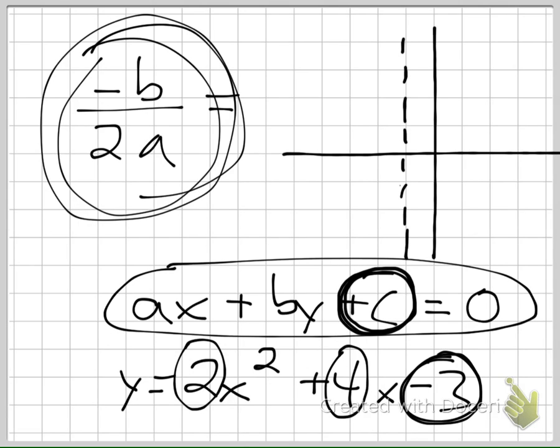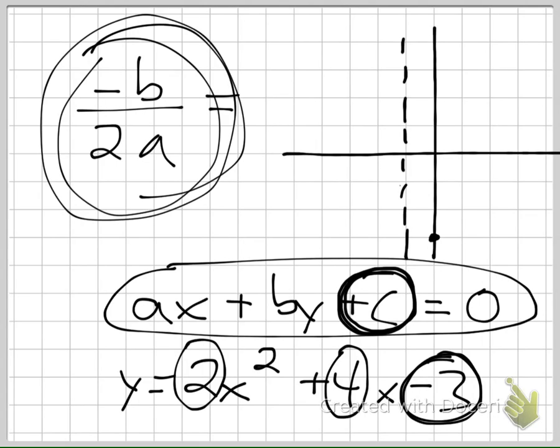That's going to be the line by which this thing flips on. It means the vertex is going to be on this line. Yes? The vertex is going to be on that line somewhere. We also know that this thing crosses the y where? At -3. We know that this thing crosses the y at -3.